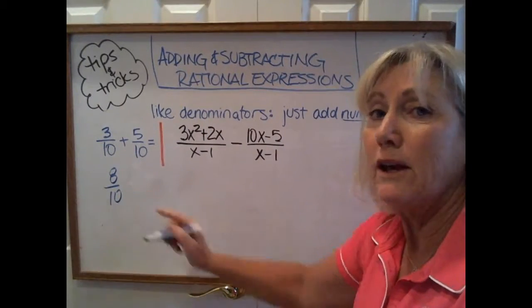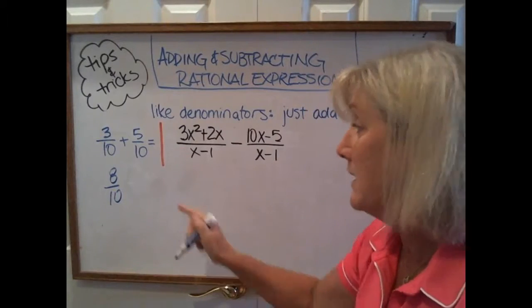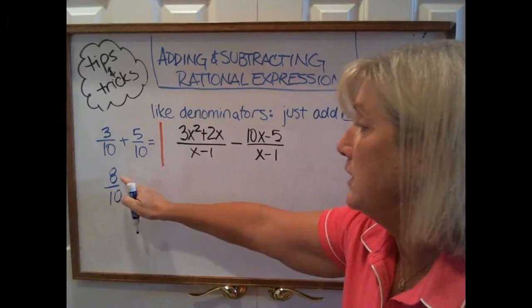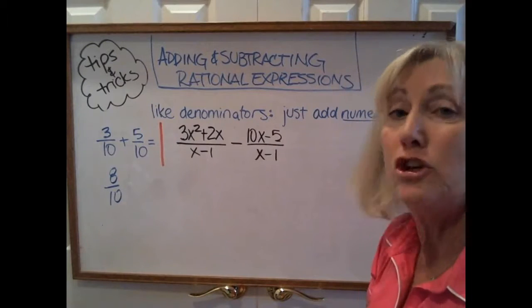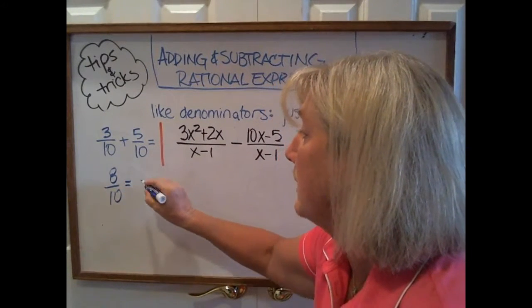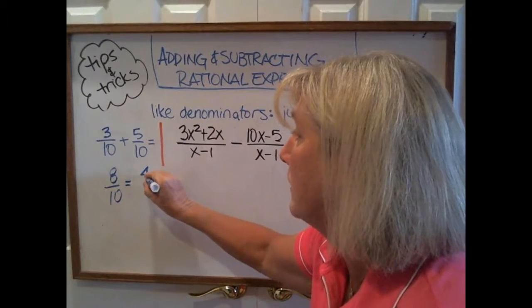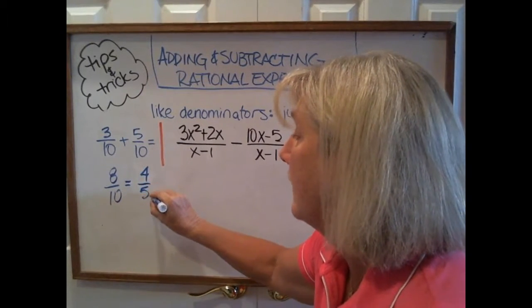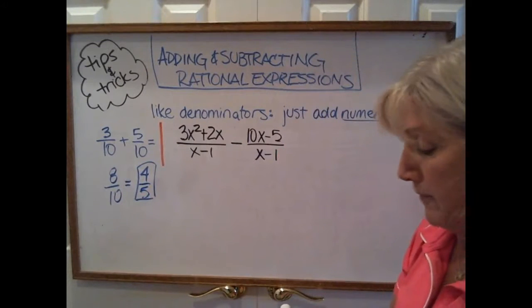Now, always when we get a fraction as the answer, we need to reduce that fraction. So we notice that these have a 2 in common. So we can divide these both by 2, or reduce them by 2, and we would get 4/5, and that would be our final answer.